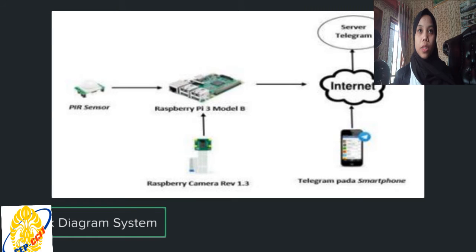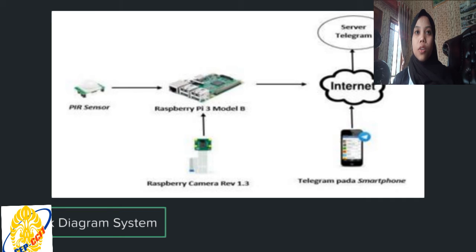Diagram system. The PIR sensor module used is the HC-SR501 type. The output of the sensor is in digital form so that it can be directly connected to the GPIO pins on the Raspberry Pi module. The Raspberry Pi Type RPi 1.3 camera is connected to the CSI camera serial interface port, which consists of 15 pins on the Raspberry Pi.